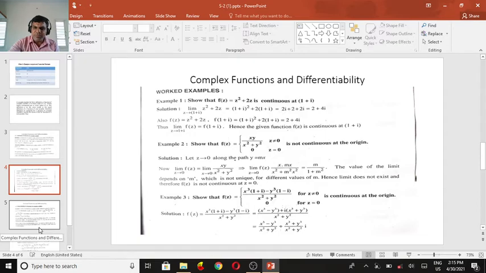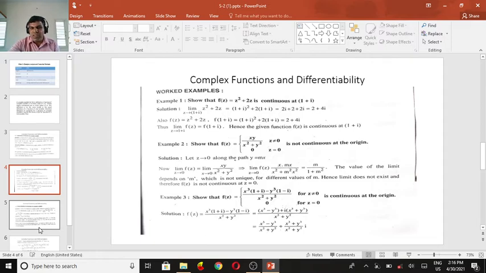Here both numerator and denominator are in terms of m, and it does not cancel. So the value of the limit depends on m, which is not unique. For any different value of m, we get a different value. Hence the limit does not exist, and therefore f of z is not continuous at z equal to 0.